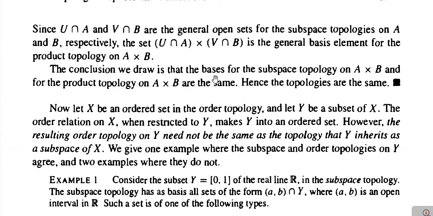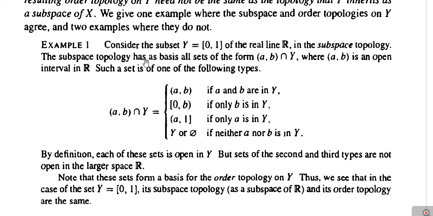Therefore, from this we conclude that the basis for the subspace topology on A cross B and for the product topology on A cross B are the same. As the bases are the same, therefore we conclude that both these topologies are the same. Hence this result. Let us consider an example.